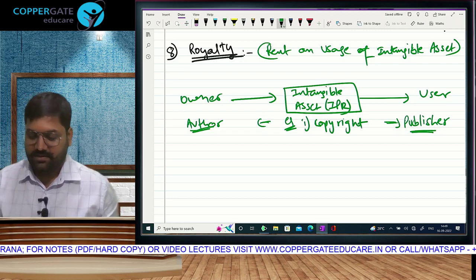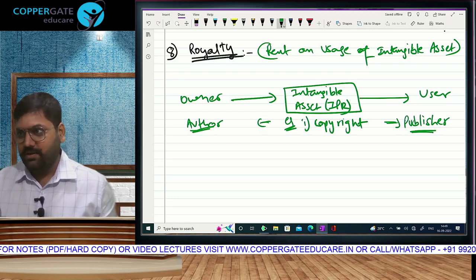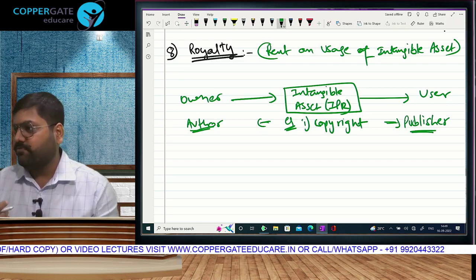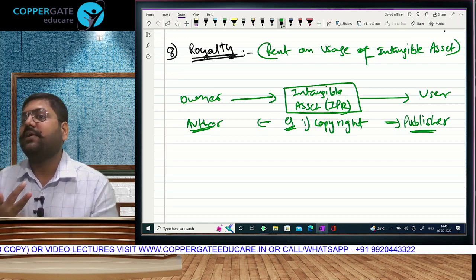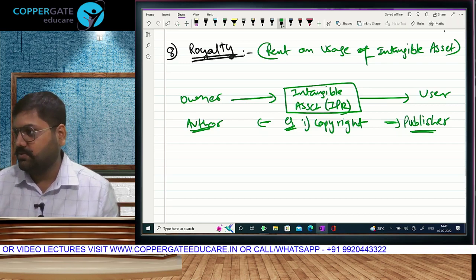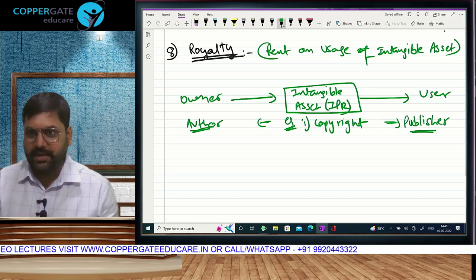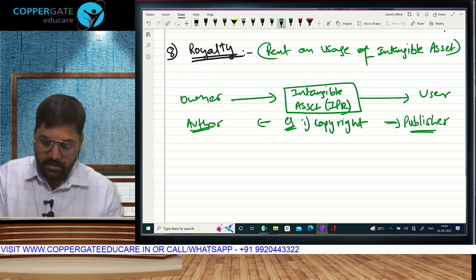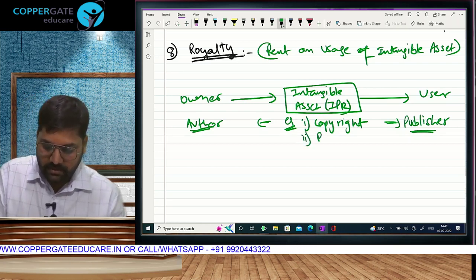Did you understand? So I am the author. I get royalty every time a copy of the book is sold. Every time one set of video lectures is sold, that is also my intellectual property. Understood? Another example. Patent.